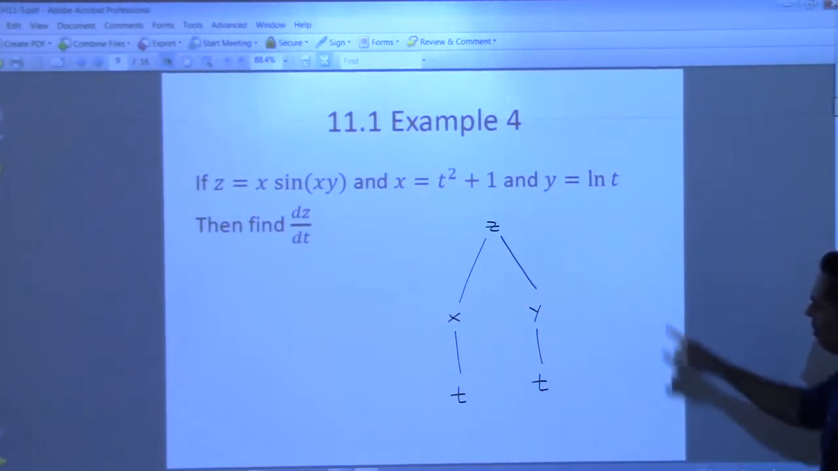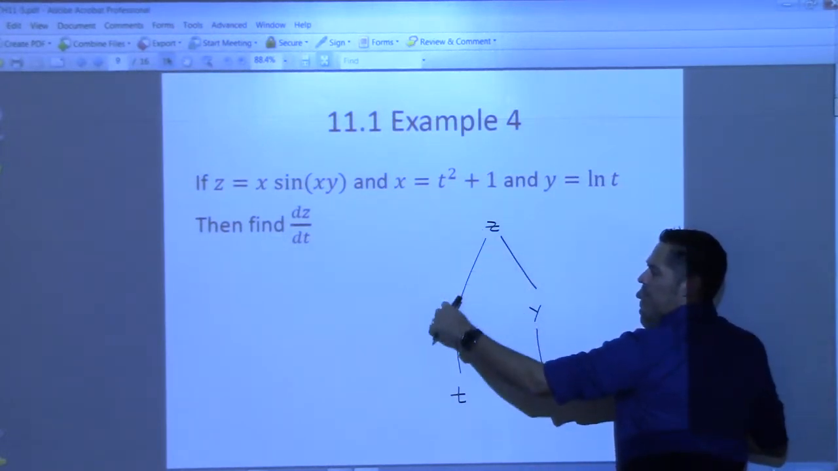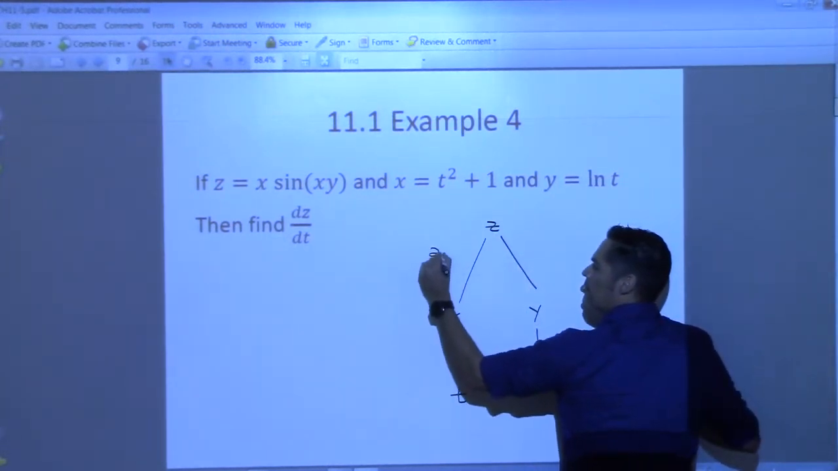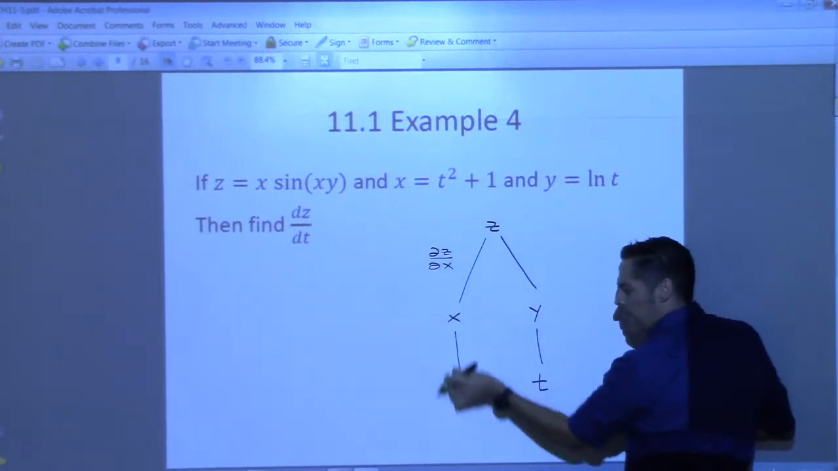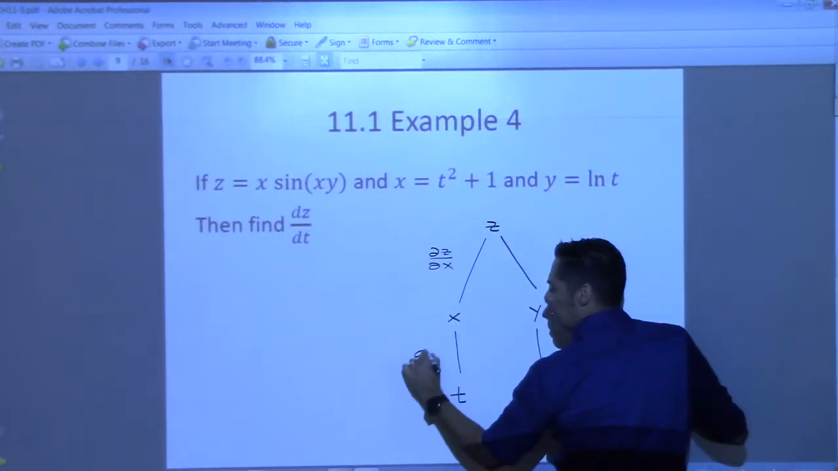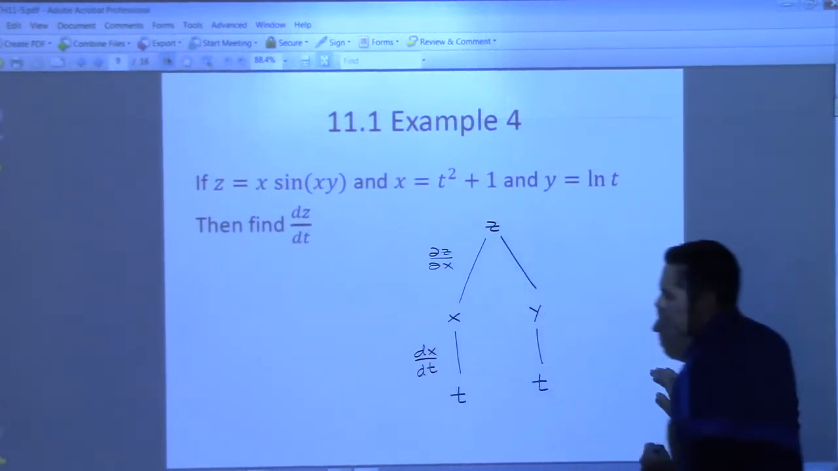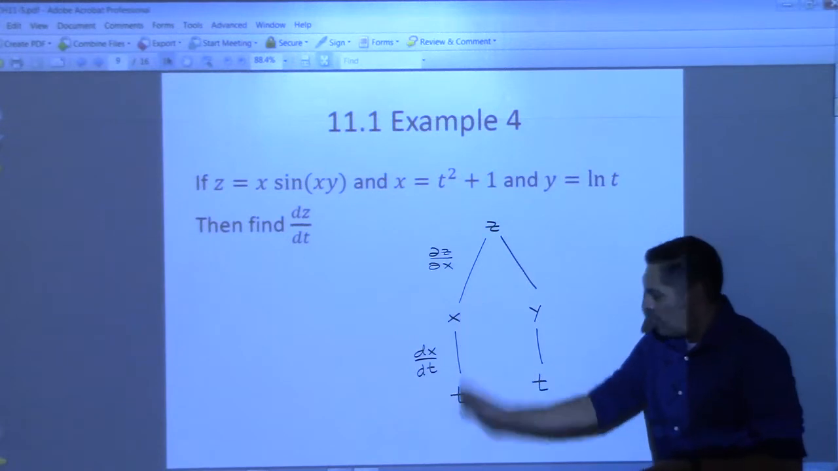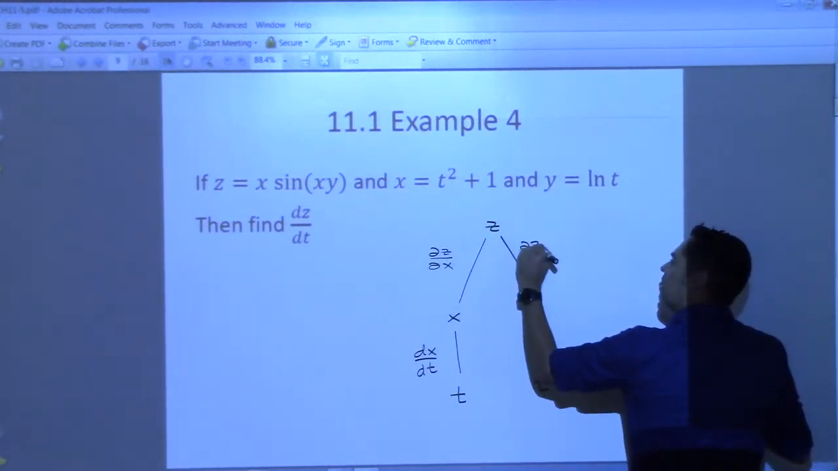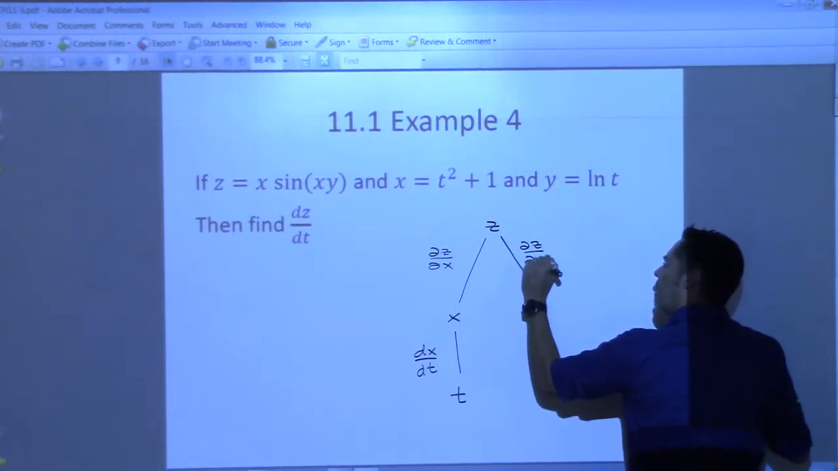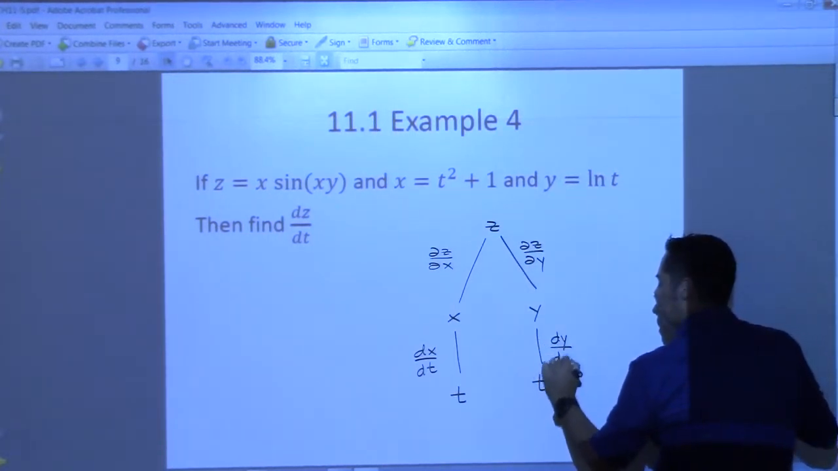So let's draw what derivatives are possible. From here to here, what is that derivative? The partial of z with respect to x, and then the derivative from here to here is dx dt. Why am I using d and not partial? Because x depends on just one thing, right? And then I'm doing the same thing here. Partial of z with respect to y this time, and then down here dy dt.